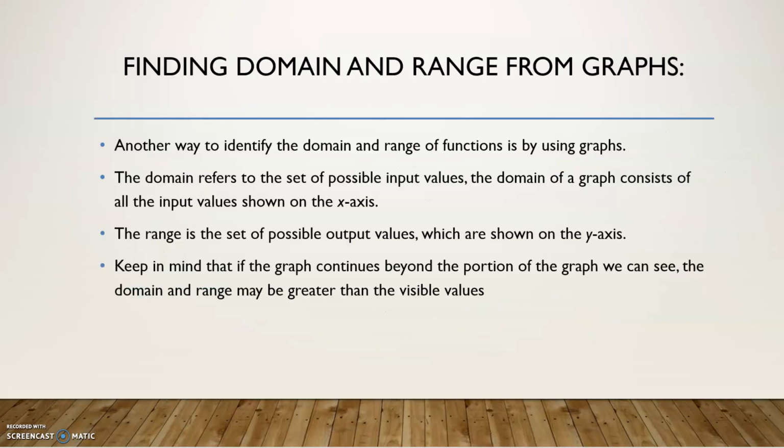Okay, let's find the domain and range from graphs. So the domain refers to the set of possible x values, and the domain of the graph consists of all the x values shown, or all the inputs shown on the x-axis. The range is basically the y values, or all the values shown on the y-axis. Keep in mind that if the graph continues beyond the portion of the graph that we can see, then the domain and range may be greater than visible values.